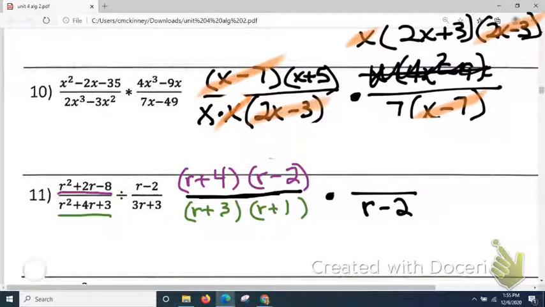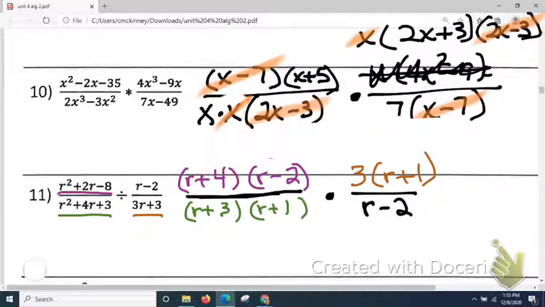The 3R plus 3, this one is going to just GCF, and that would be R plus 1. And then now I want to go and look for everything. Now that I've inverted or used the reciprocal for the second fraction, changed that to multiplication, everything is in factored form. Now I start looking for things to cancel.